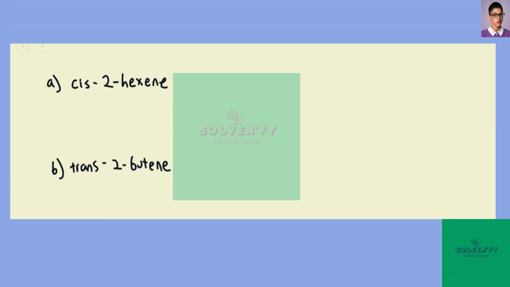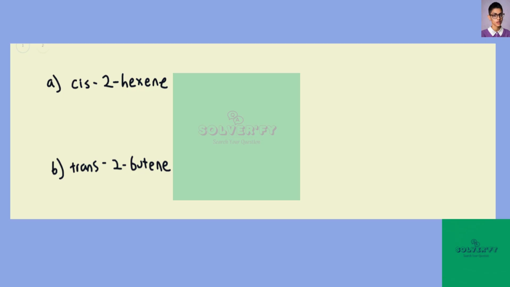Is to draw each of the following structures. So to draw these structures, I'm going to analyze each part of the name and determine what I need to actually draw. So for part A, we have cis-2-hexene.